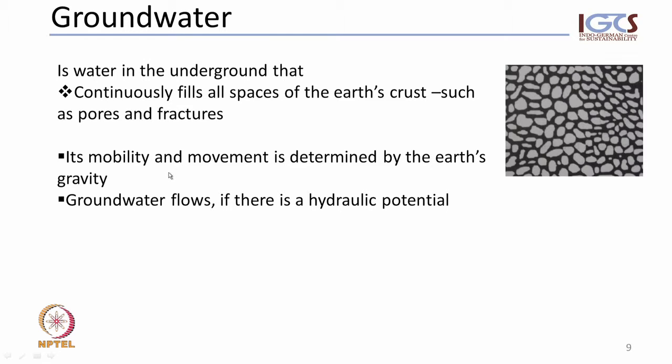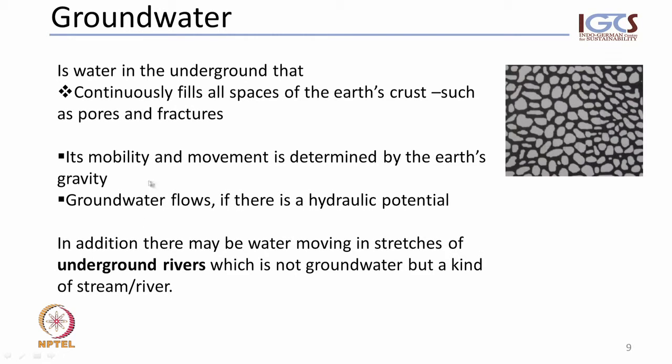The mobility and movement of the groundwater is determined by our Earth's gravity, and any flow occurs whenever there is a hydraulic potential. I don't want to go into more detail about this, as it's not relevant right now. You may have seen or heard about underground river systems. Those occur and are also very important in some areas, but this is not called groundwater. It's still a stream or a river, and managed and classified accordingly.